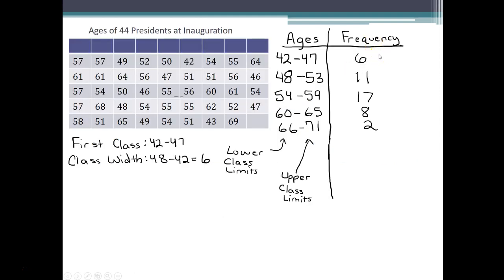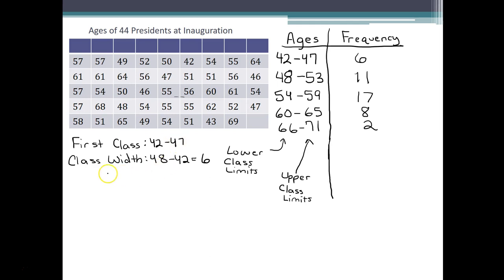You already know what the first class had to be. You know what the class width is because we had to find that when we were trying to figure out upper class limits on that second class and moving forward from there. So you know the class width is 6, but you can take any 2 consecutive upper class limits or any 2 consecutive lower class limits and subtract and you'll get 6.